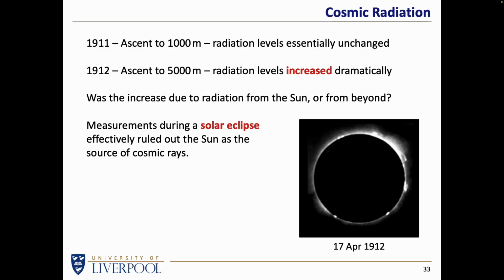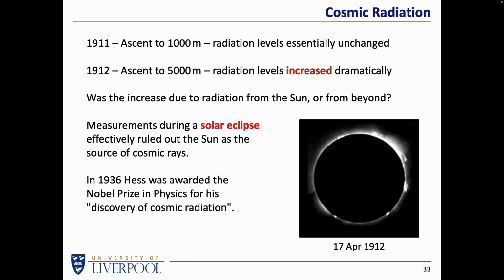No, radiation levels did not change during the eclipse. So the sun is not a source of cosmic radiation. Perhaps a tiny fraction of the particles that we measure are from the sun, but it's not the prime source of cosmic radiation. In 1936, Hess was awarded the Nobel Prize in Physics for the discovery of cosmic radiation. It was his balloon flights that basically determined, yes, cosmic radiation exists, it's definitely cosmic, and it doesn't appear from the sun, so it's coming from somewhere else in the galaxy or beyond.